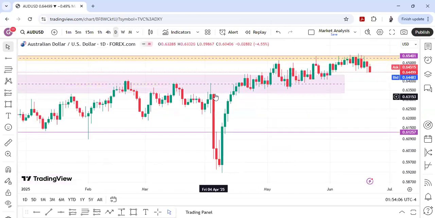This daily order block here, bullish order block. So let me put a line there and see if we can get to that point this week. Okay, so that's what I'm looking at.